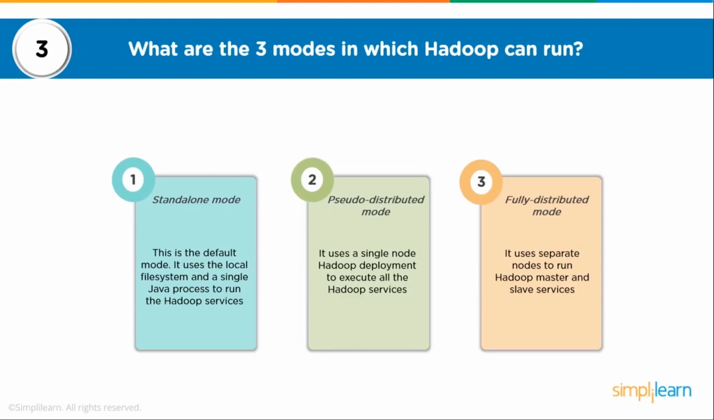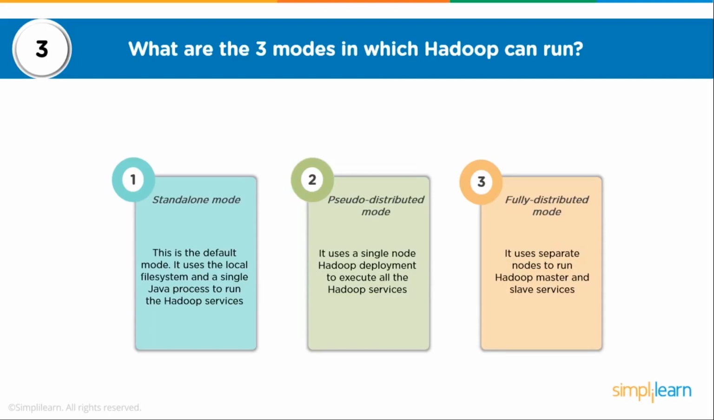So what are the three modes in which Hadoop can run? You can have Hadoop running in a standalone mode. Now that's your default mode. It would basically use a local file system and a single Java process. So when you say standalone mode, it is as if you download the Hadoop package on one single machine, but you would not have any process running. That would just be to test Hadoop functionalities.